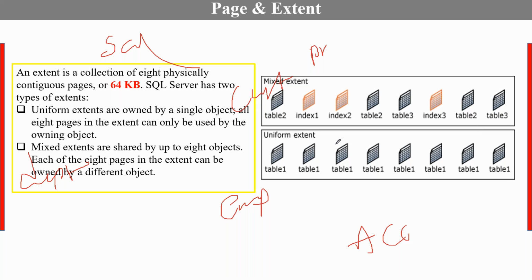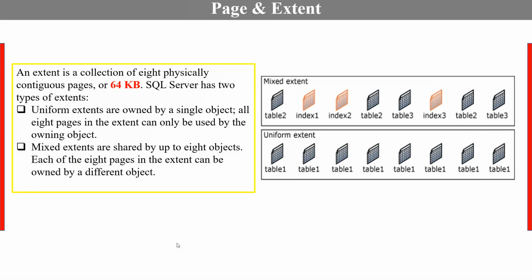Can you explain the context of object here? Objects, sir. We have different types of objects: tables, views, stored procedures, functions, triggers. Technically, you call them all objects. Single object means only employee data. If 8 pages contain only single table data, then you call it a uniform extent. If 8 pages contain different object data, then we'll call it a mixed extent.